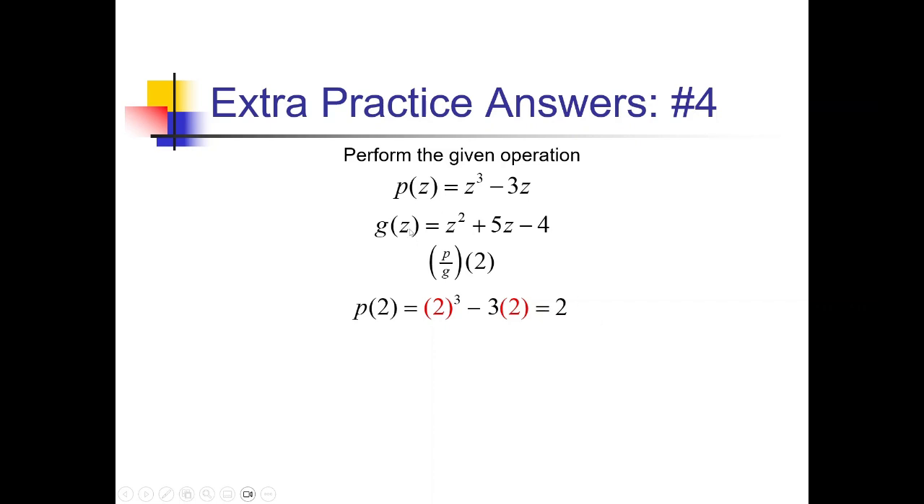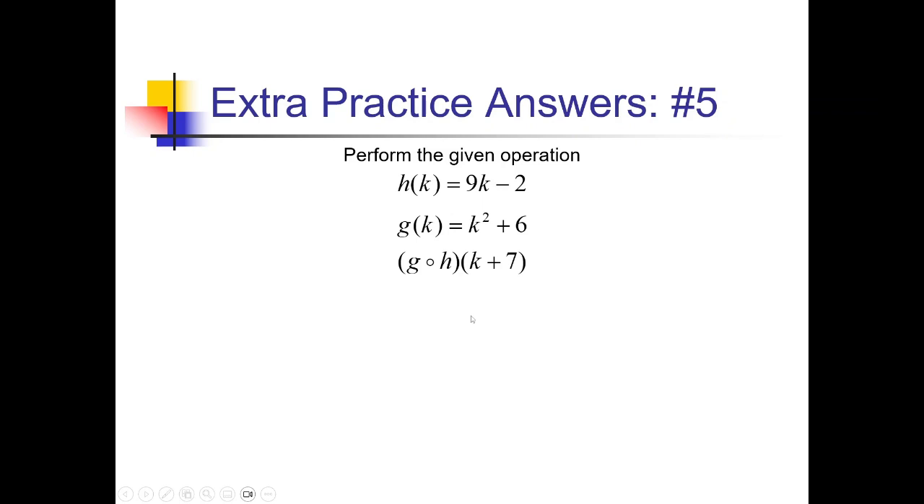Next up we have g of 2, so that's 2 squared plus 5 times 2 minus 4. So this is going to be 4 plus 10, it's 14, minus 4 gives me 10. And then at the end of this, p over g, that's going to be 2 over 10, which I can reduce to 1/5.